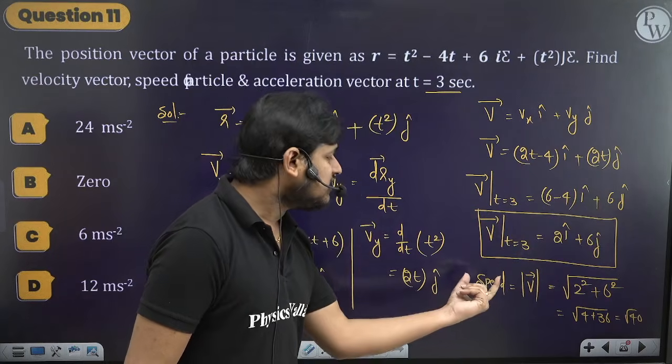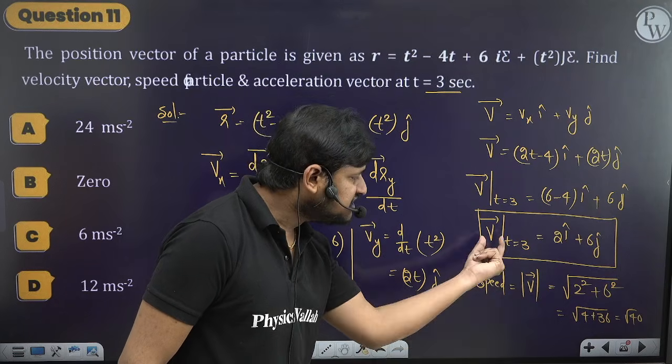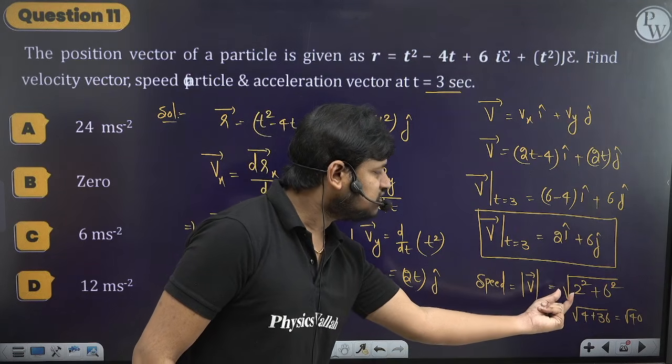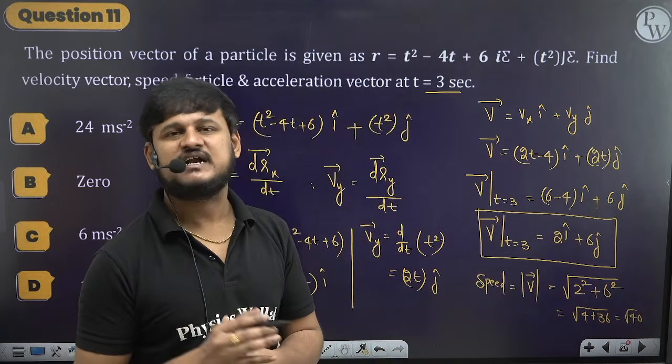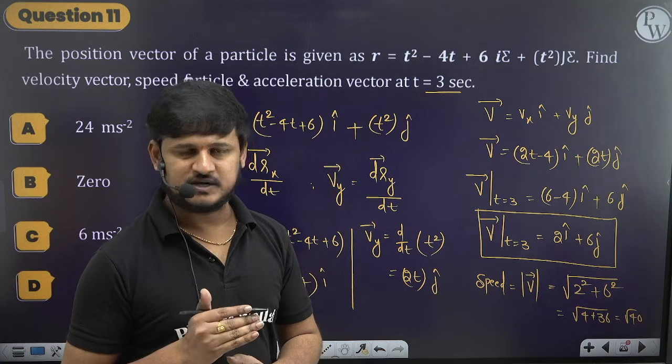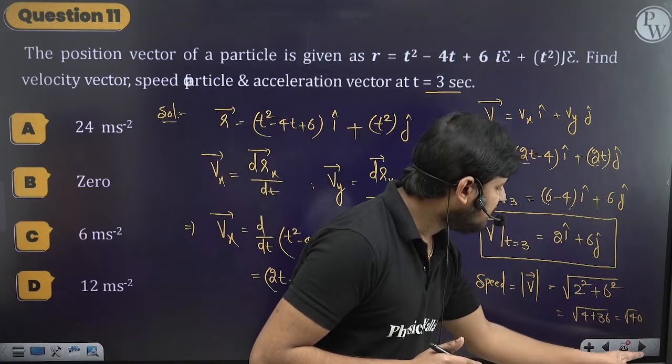Then I need the speed, which is nothing but the magnitude of velocity. So the magnitude is going to be square root of 2 square plus 6 square. This vector part you will understand when I deal with the motion in a plane vectors concept. So the speed is root 40.